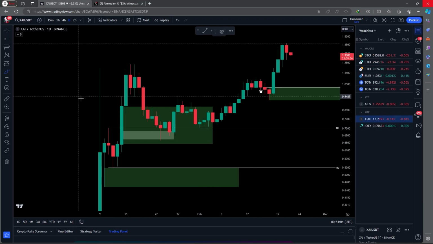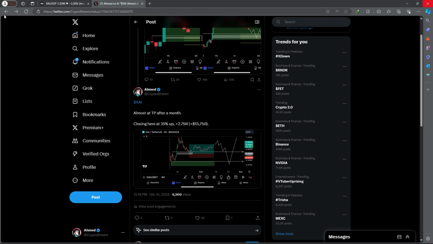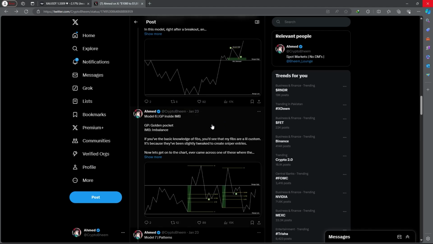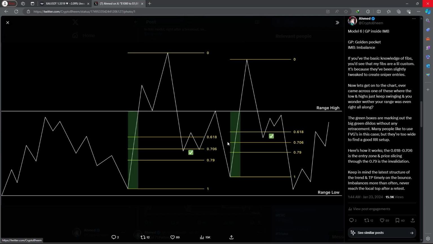Now, what was happening over here, between this imbalance, in this model I've stated, let's go back. All right, everyone has seen this. Let's go back to the model. You have the fibs and your entry points are between the 0.618 and the 0.706. It can be just the 0.618, it can be just the 0.706. So you can place a limit at the first, DCA at the second, or just place at the first.